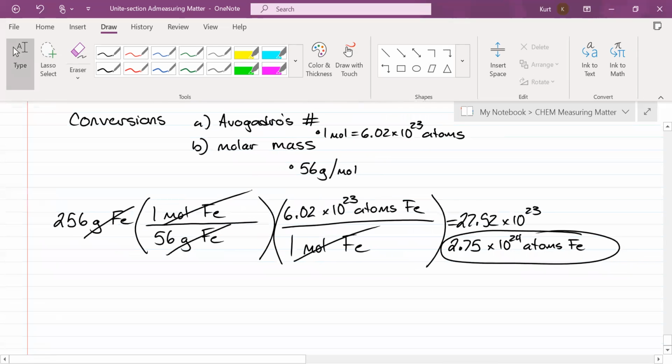Okay. So that is an example where you have to have multiple conversions. Now, we have about 13 minutes left. I want to get to how to do your homework for tonight, okay?